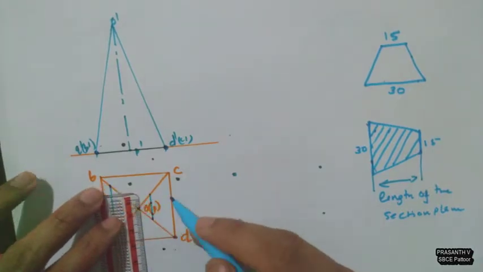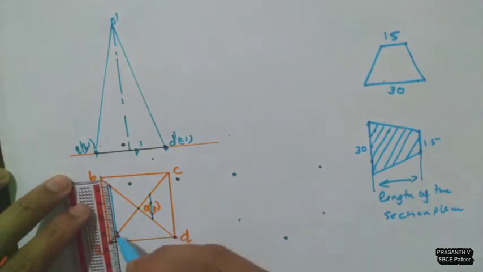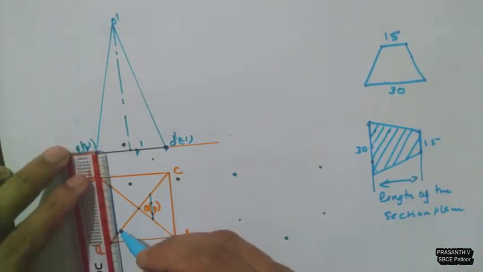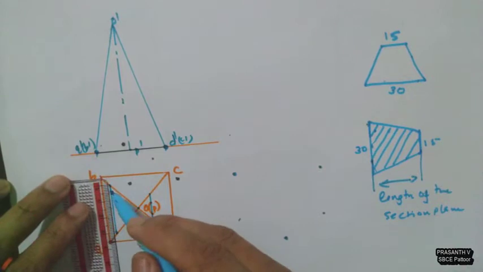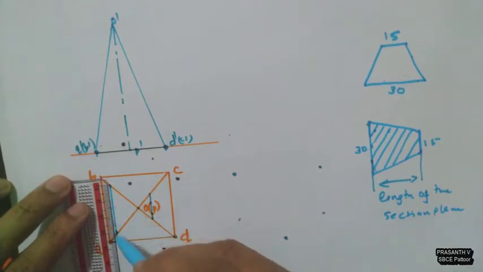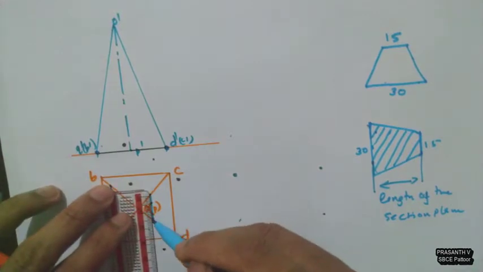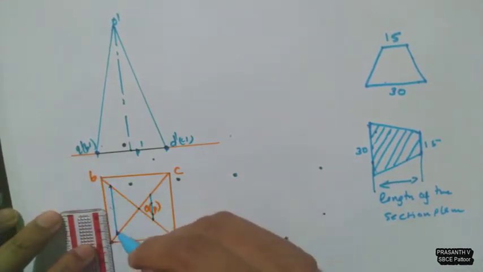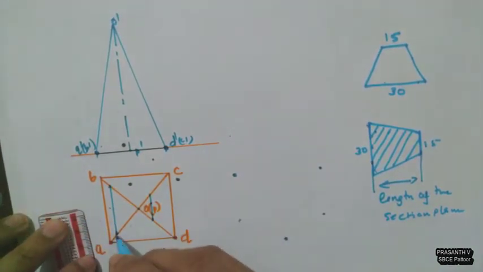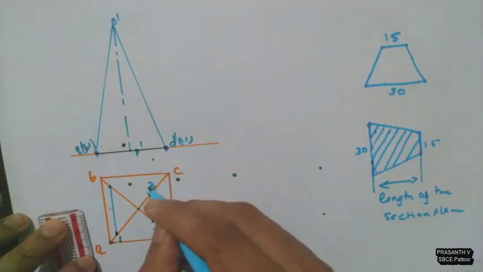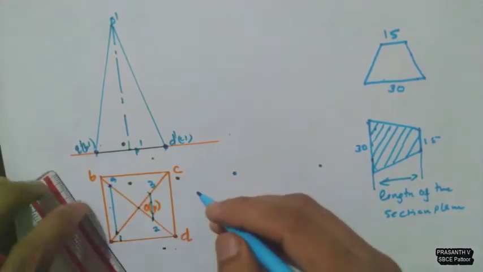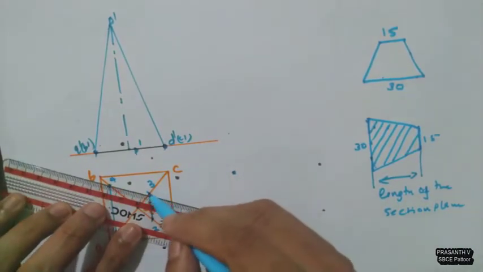You simply place a scale like this, perpendicular to this XY line, perpendicular to VP, and the distance between the two slant edges should be 30 on this side and 15 here. Exactly, you will get the points where you can cut like this. Now see, this is the cutting point 1, this is cutting point 2, this is cutting point 3, here it is 4. Just simply join these points.